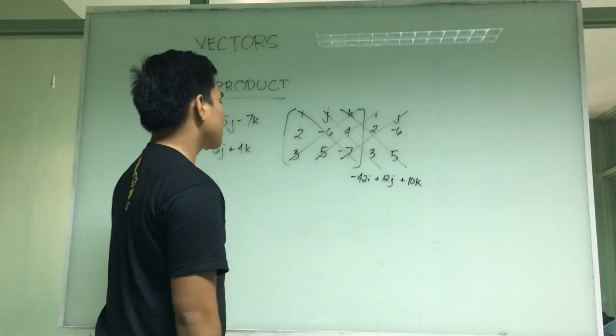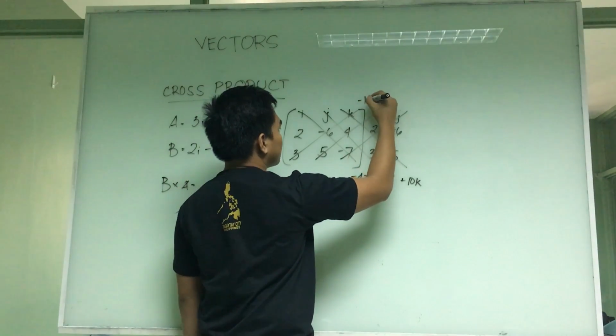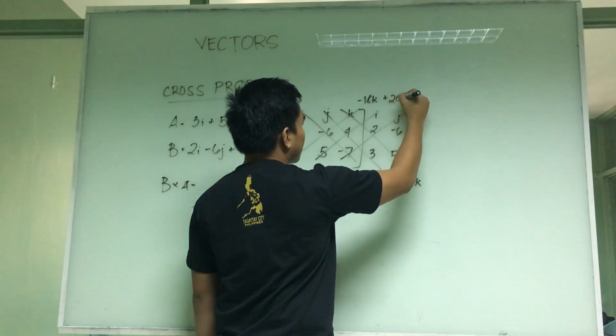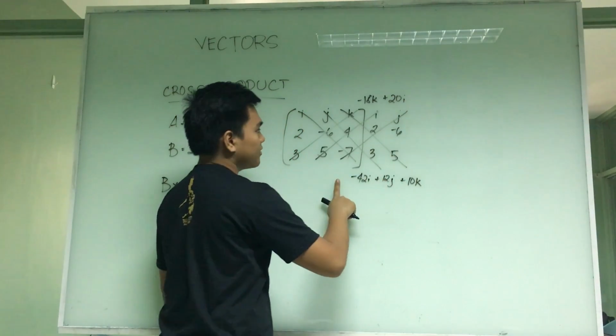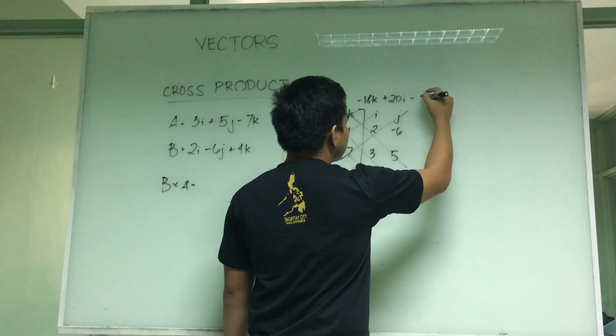Now, the upward diagonals will have negative 6 times 3 times k, which is negative 18k. 5 times 4 times i is 20i. And finally, negative 7 times 2 times j is negative 14j.